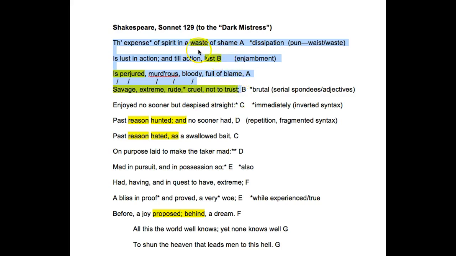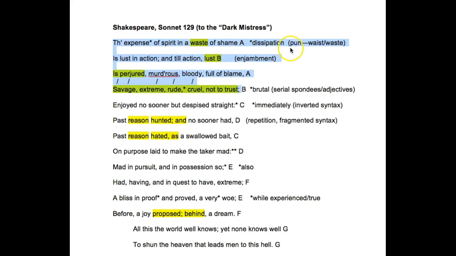And so right in the first line, we have a pun, and you might not catch this at first, but the expense of spirit and a waste of shame. There's kind of this economic metaphor happening here. Something's being wasted, and this is what the word waste, W-A-S-T-E, means. But this is also a clever way of saying intercourse, the expense of spirit, spirit being a sort of reference to semen, in a waste of shame.